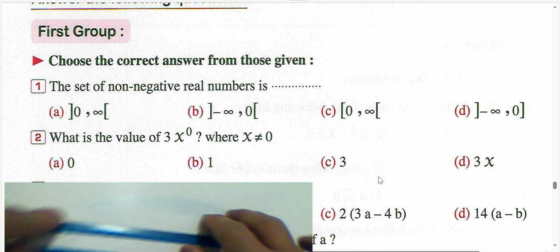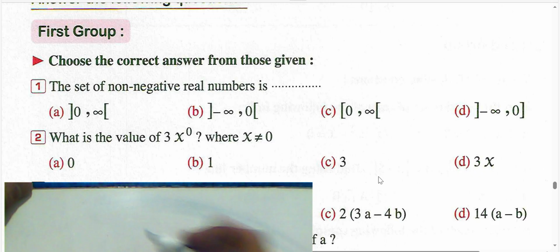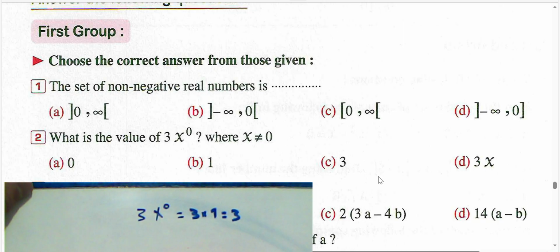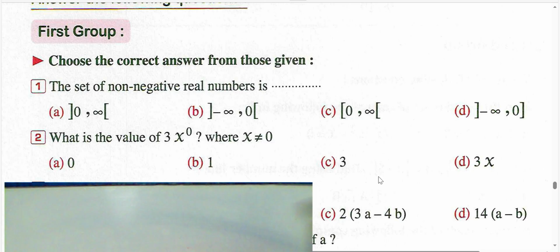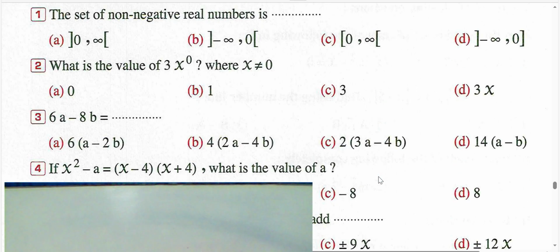What is the value of 3x power 0? We know a number power 0 equals 1. Then 3 product by x power 0 is 1, so 3 times 1 equals 3. And the correct answer here will be 3. Choose letter B. Next question.